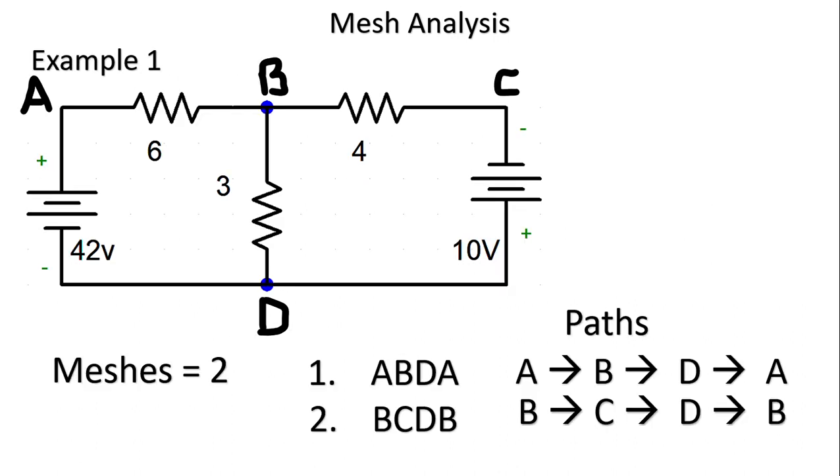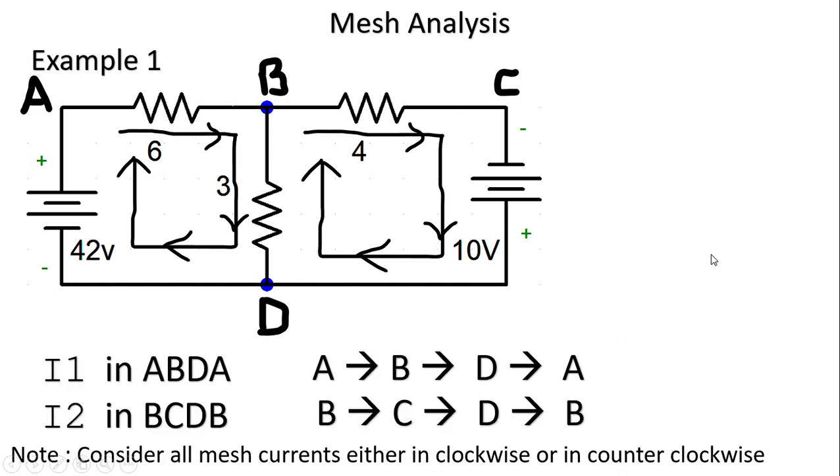Take example 1. In this, A, B, C, D, A is a loop, whereas the meshes are 2. The first mesh is A, B, D, A. The second mesh is B, C, D, B. This closed path is also called a mesh, right? So now A to B, B to D, D to A, this path is a closed path, and this is called one mesh.